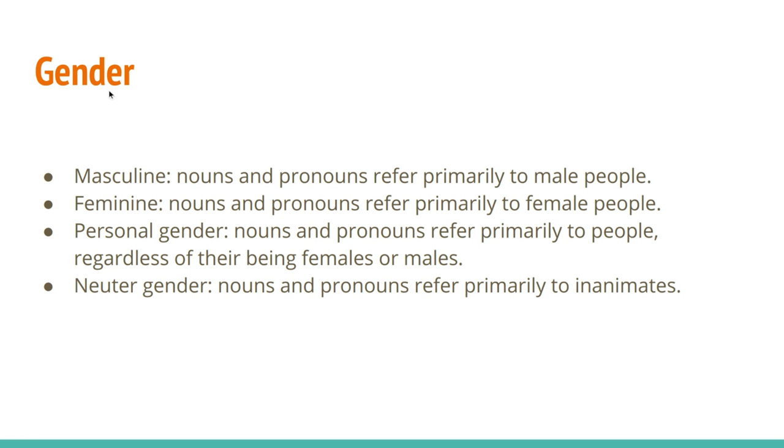Now, there are 4 genders in English, but they are related to the sex of the referent. Okay, they are not grammatical. So we have masculine nouns and pronouns that refer primarily to male people, and this is what the authors say. Okay. Feminine nouns and pronouns refer primarily to female people. So we have personal gender, those nouns and pronouns that refer to people regardless of their being female or male. So for example, with the doctor, that would be personal gender, okay? Because it's a person, either female or male, doesn't matter.